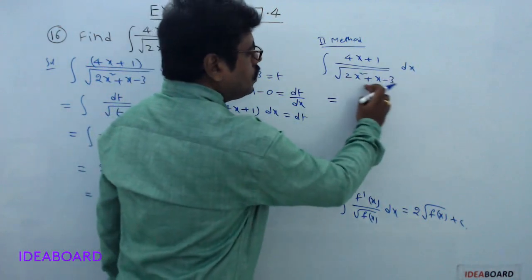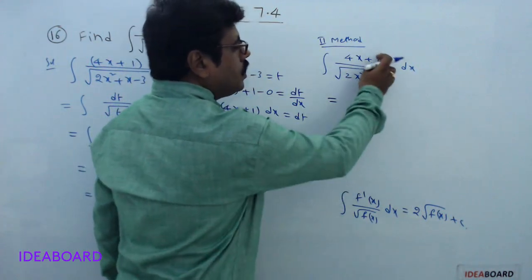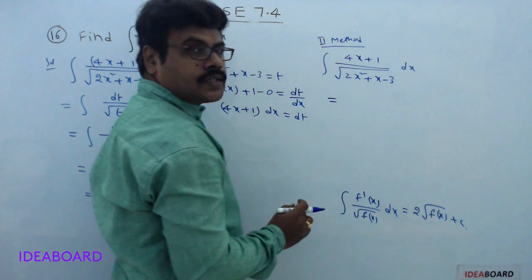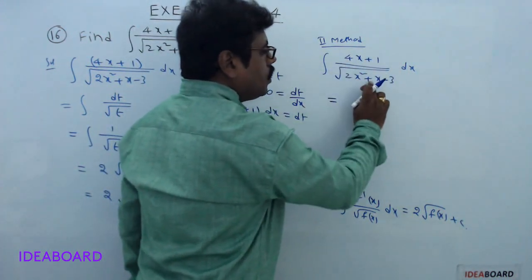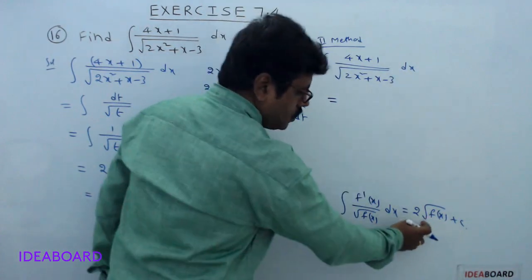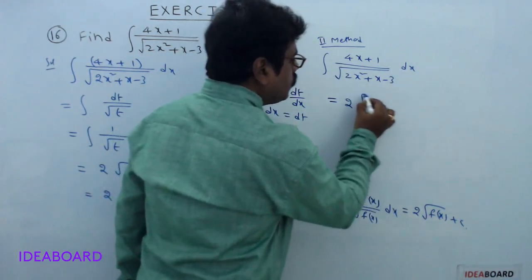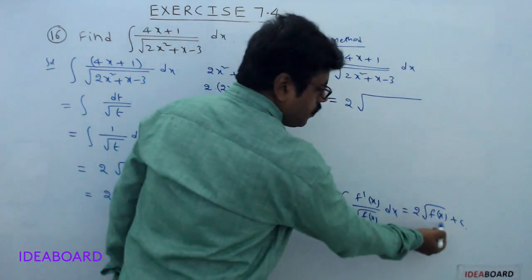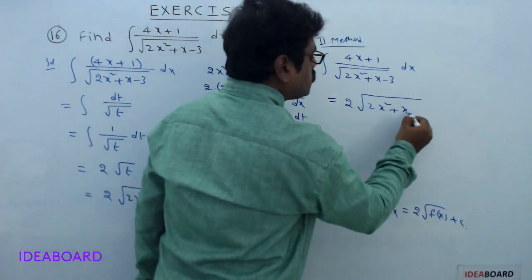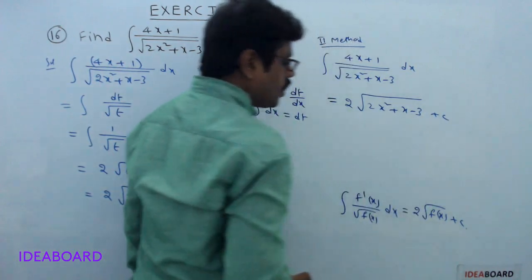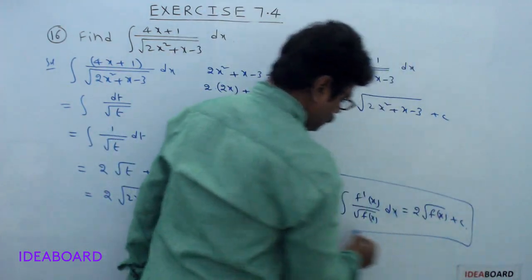f(x) is 2x² + x − 3, and f'(x) is 4x + 1. The integral of f'(x) divided by root f(x) dx is 2 into root f(x), where f(x) is 2x² + x − 3, plus some constant c.